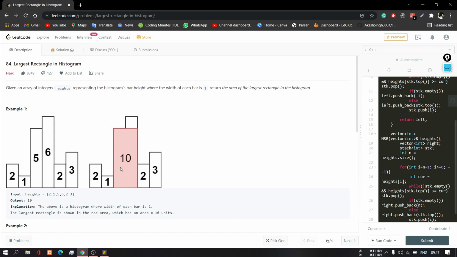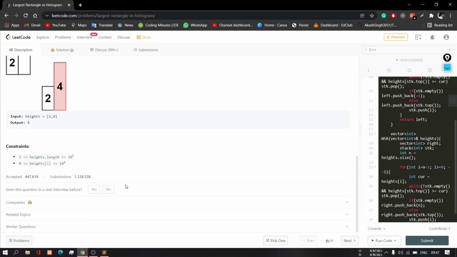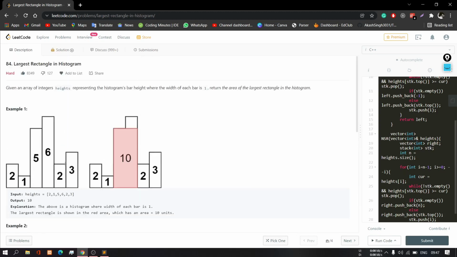I will explain it in a very proper way in the explanation part. So let's see the constraints. The heights length can go up to 10 to the power 5, and every element in the heights array can go up to 10 to the power 4. Okay, so let's start with the explanation. Let me copy this code.